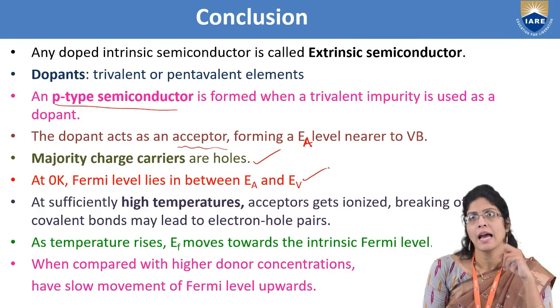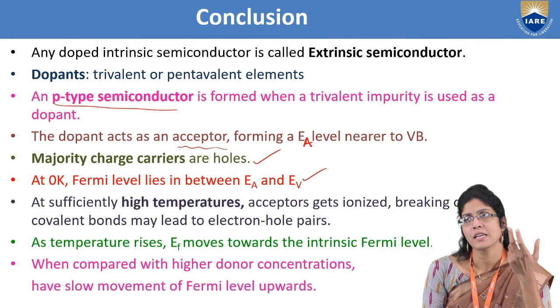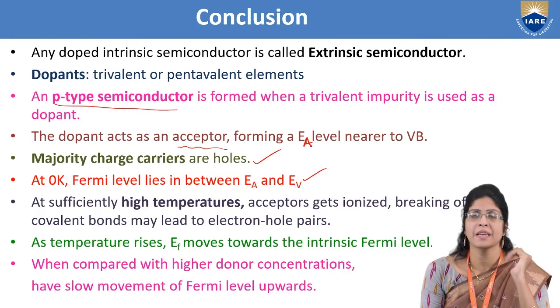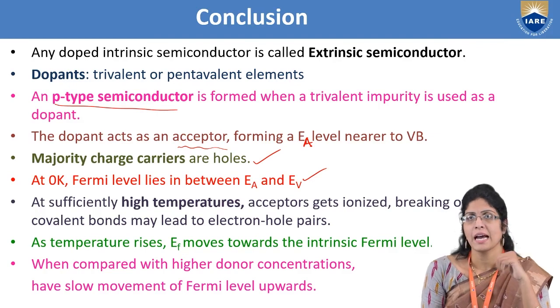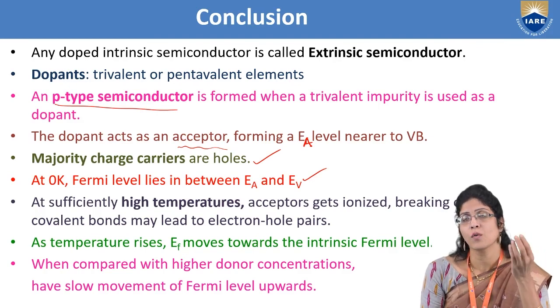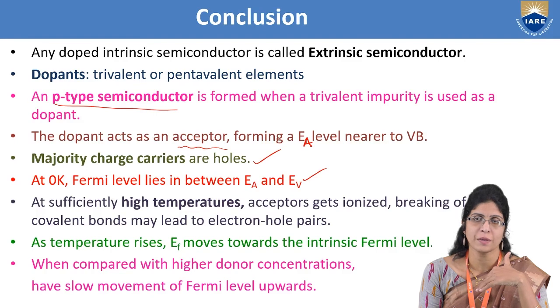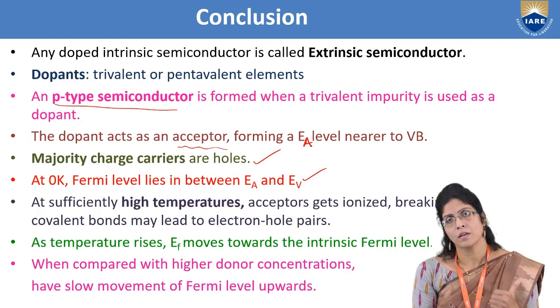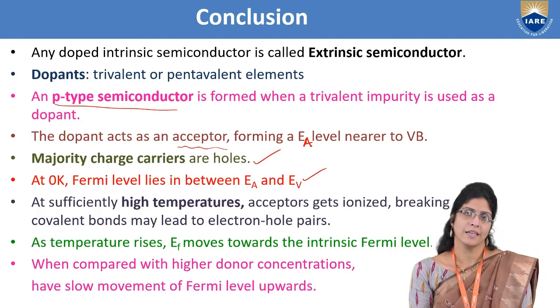EA and EV, and as you raise the temperature, the acceptors get ionized and the breaking of the covalent bonds may lead to electron-hole pairs. And as you still raise the temperature, what will happen to the EF is it moves towards the intrinsic Fermi level, but when you compare it with higher donor concentration, the movement will be very slow when compared with the lower concentration, because it takes time for the higher number to get ionized. Hope you have followed all these things.